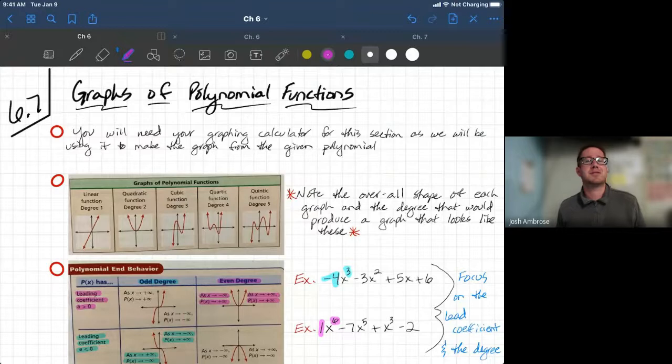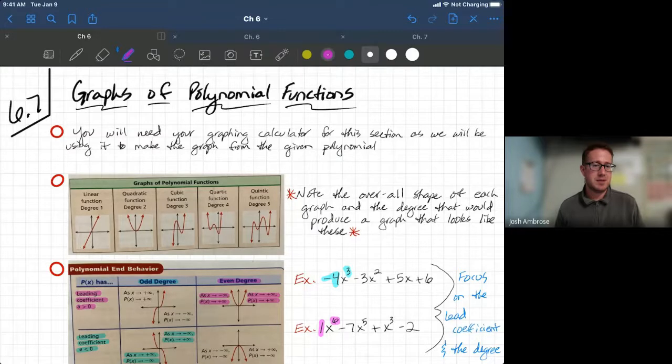We are in Section 7 today. Chapter 6, Section 7, all about graphs of polynomial functions. It's going to be a pretty quick video. So let's just jump right into it. You will need the graphing calculator, so make sure that you have that with you. It's going to help out with a couple of the example problems.